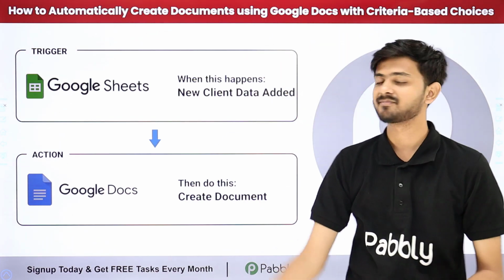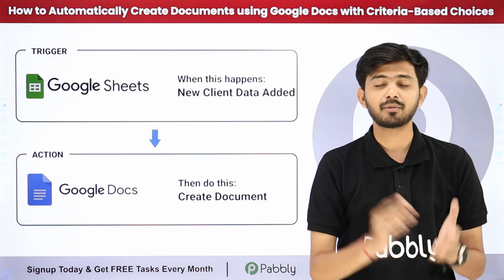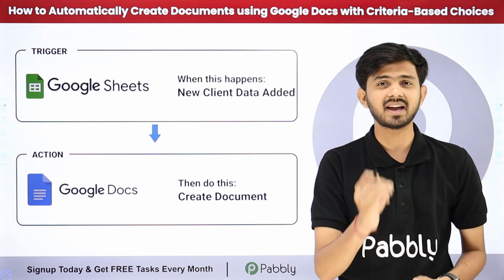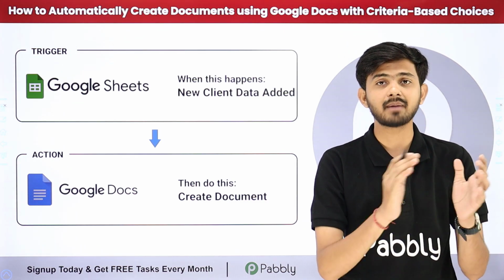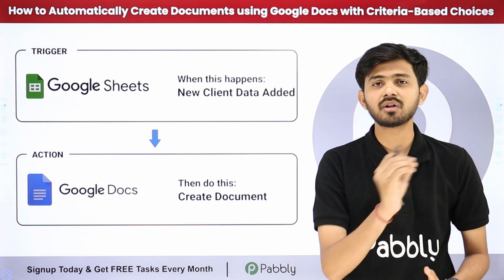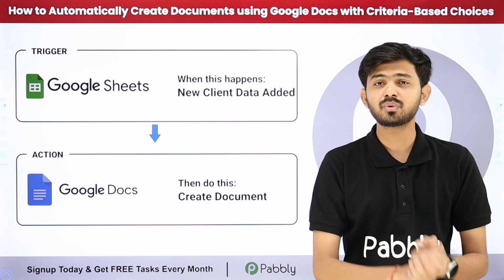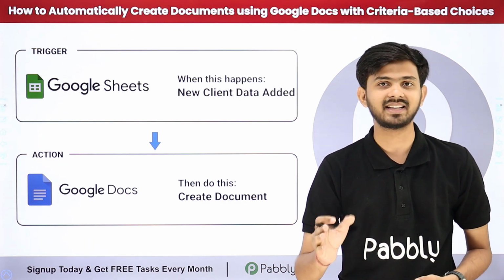Today our topic is how to automatically create documents using Google Docs with criteria-based choices. I'm running a project management team, and my team offers two different kinds of projects: technical projects and marketing projects. Now I'm adding all the details of my clients in my Google Sheet, and I'm adding all the criteria-based choices too. On the basis of criteria-based choices, I want to create different documents by using Google Docs, and I want to do this automatically.